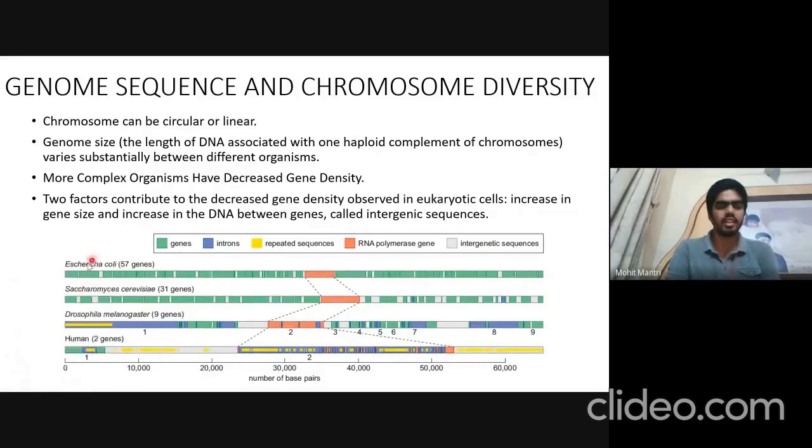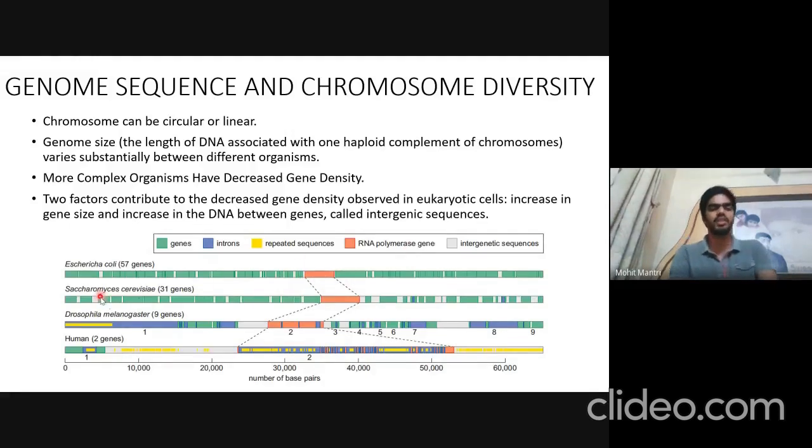So in this diagram, we can see that in 60,000 base pair of DNA, E. coli contains 57 genes and no intronic region and very less intergenic sequences in between. And this is the RNA polymerase gene. See the size of this gene.